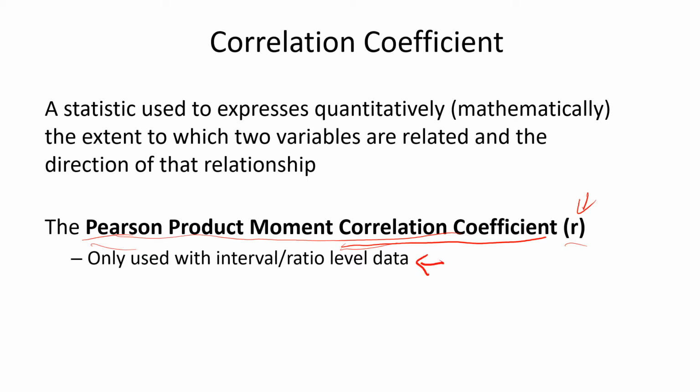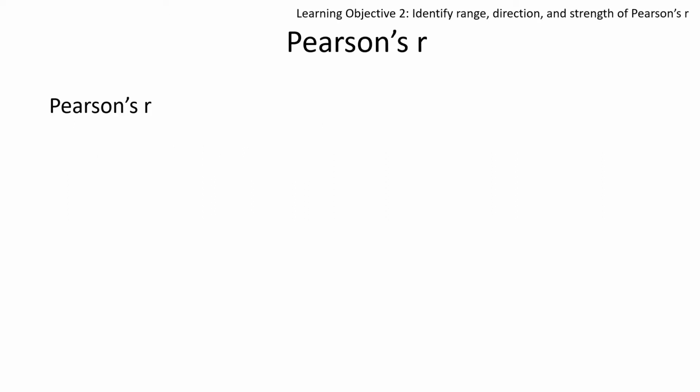So if you've got an ordinal level variable, you cannot use correlation. There's actually a non-parametric statistic that you can use that we'll talk about later in the semester, and another one that you can use when you've got nominal variables, which is chi-squared, but we'll talk about that later in the semester. So this gets us to that second learning objective, to be able to identify the range, direction, and strength of Pearson's r. And this is that theoretical learning objective that I was talking about.